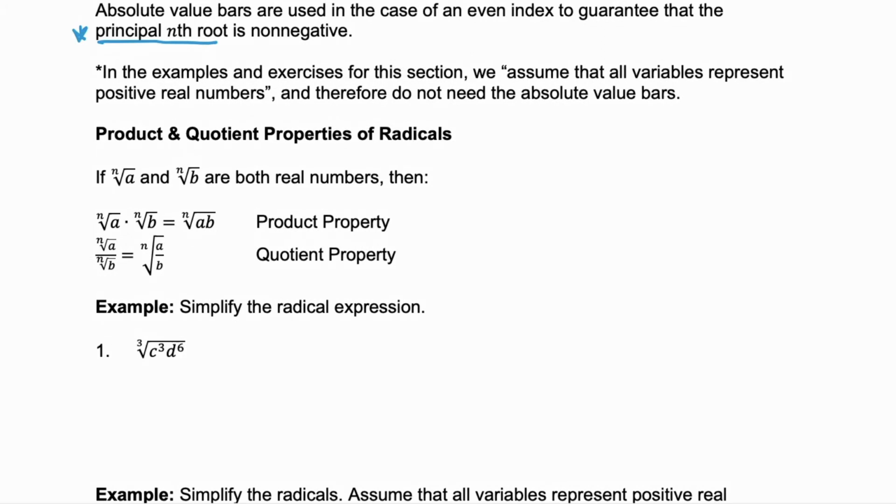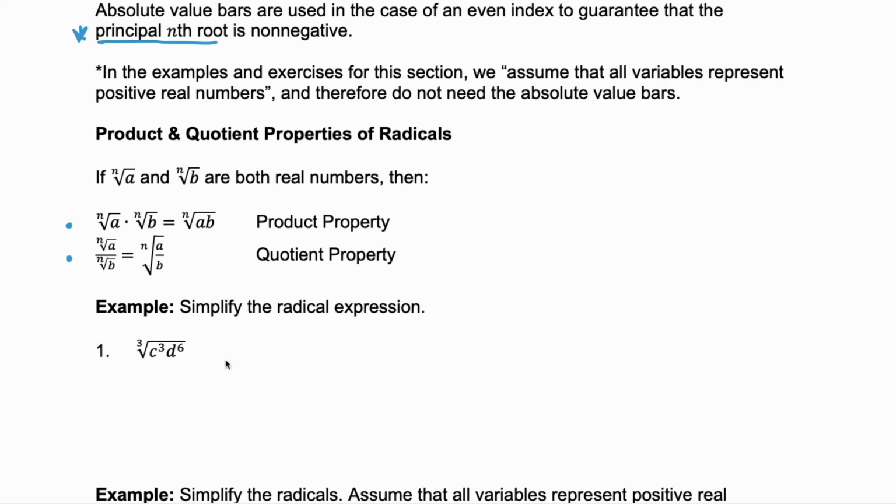With radicals, we have these two properties, the product and the quotient property. If we have two radicals that have the exact same index, the product property says that we can multiply the radicands together and put them inside one radical. Likewise, with division, if those two radicals have the same index, we can put them inside one radical symbol and do the division inside. So you're going to use these tools to help you simplify.